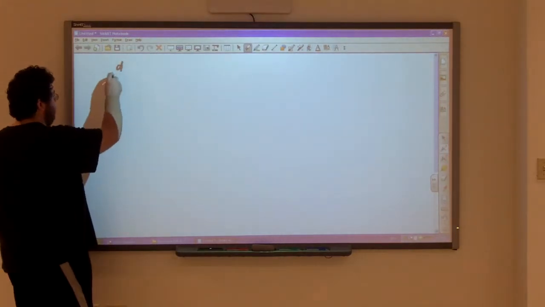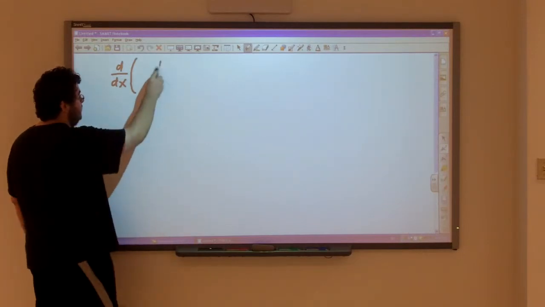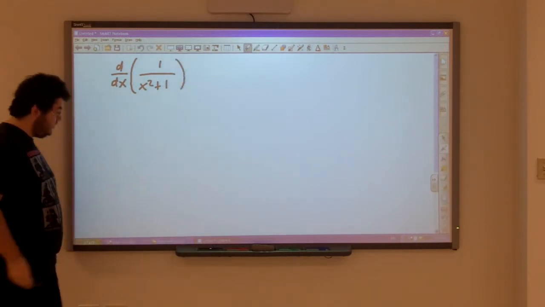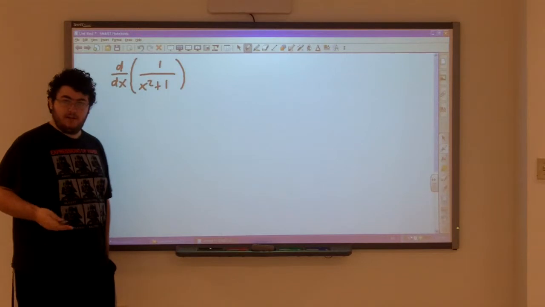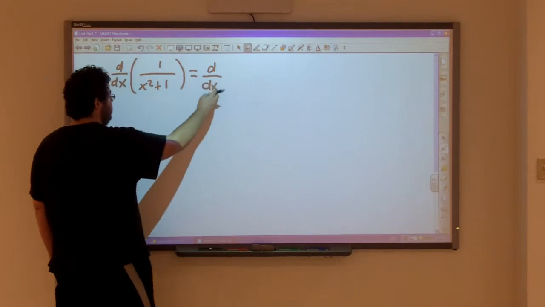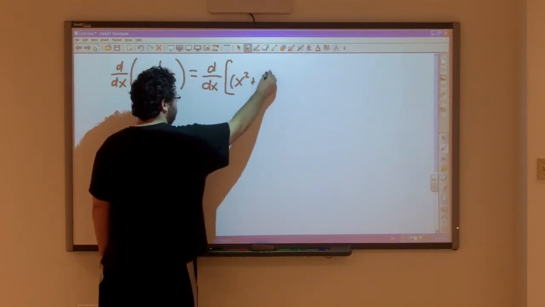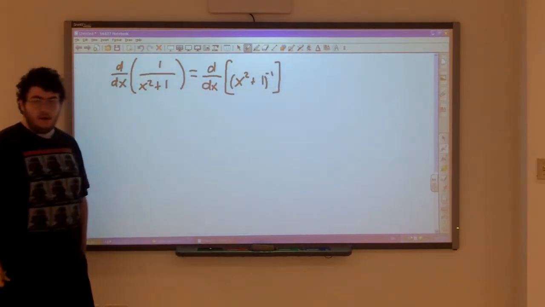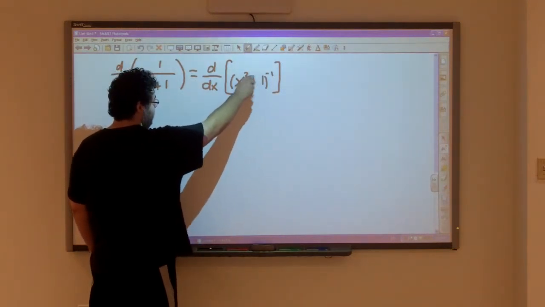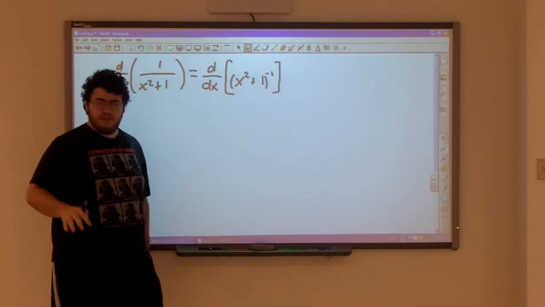Okay, so we want to take the derivative of, let's say, 1 over x squared plus 1. Now, you could use the quotient rule here, but why would anybody ever want to? So let's use the chain rule. So to use the chain rule, what we do is rewrite this as x squared plus 1 to the minus 1. Okay, so when we want to look at the derivative, we want to say, well, we have something to the negative 1, but it's not just x. So what we're going to do is take the derivative, just leaving this part alone, and treat it as if it was just x.